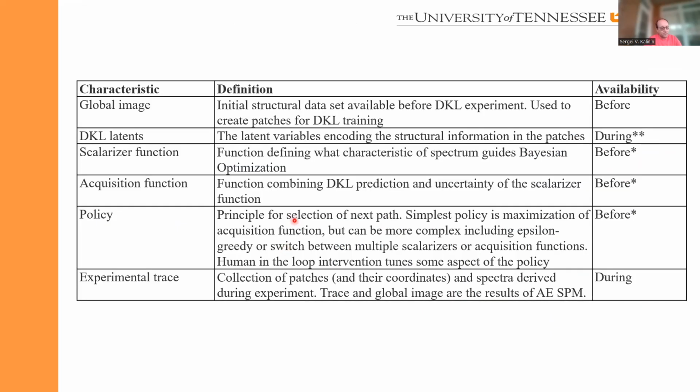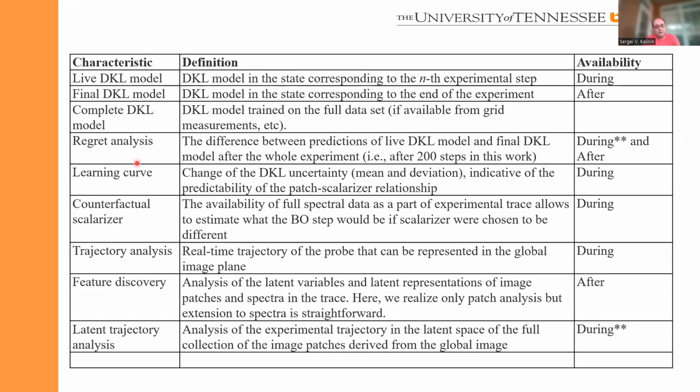So that was a long lecture and introduced a large number of parameters. So for simplicity, I provided them as a table because we need to know what is global image, latent, scalarizer, acquisition, policy, trace, and the definition for the live, final, complete models, and so on. So there are a lot of new words, but let's see how it all is going to look in the real world. So on the GitHub repository for these lectures, I have put two notebooks.